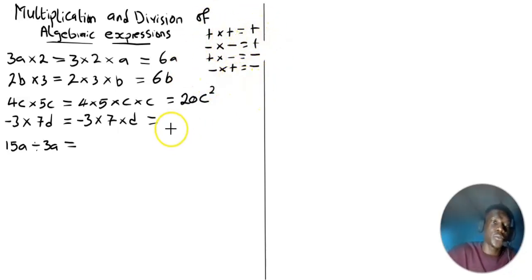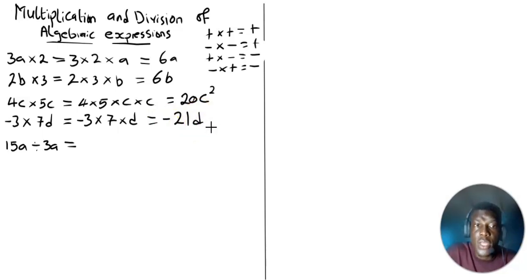So in this case, minus 3 is multiplying plus 7. Remember, in algebra, if the sign is not written, that number is carrying a positive sign. So minus 3 is multiplying 7, and what did we say when a minus sign is multiplying a plus sign? Minus times plus will give you minus. So 3 times 7 is 21, and since we are doing minus times plus, we have minus 21d.